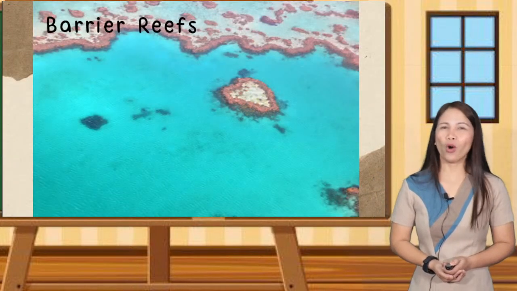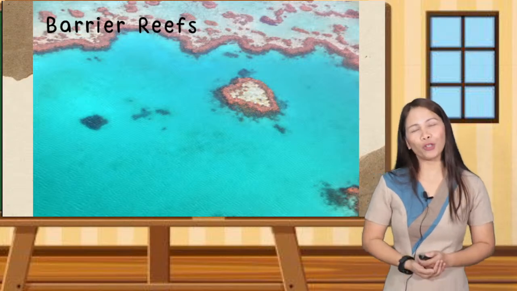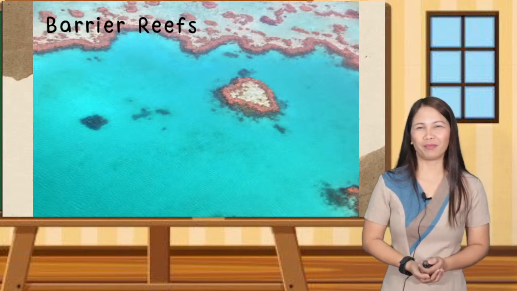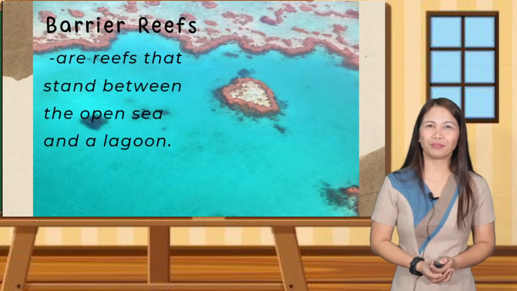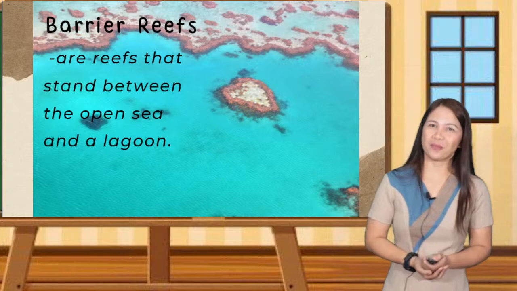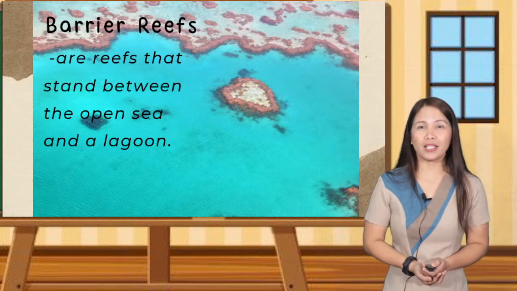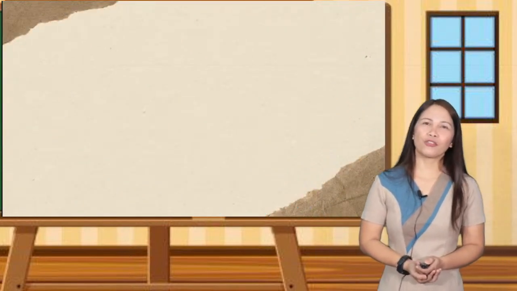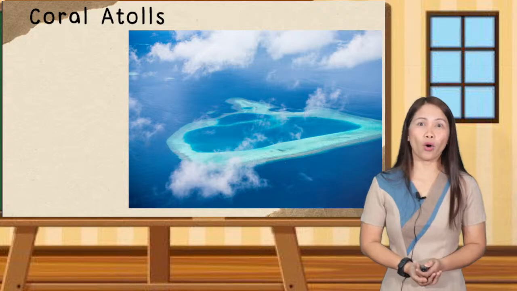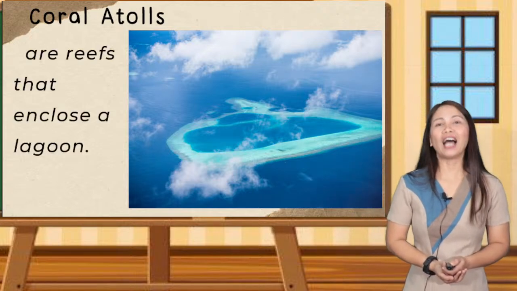The second one is the barrier reefs. We have here in the Philippines the Great Barrier. Are you familiar with it? Or not just in the Philippines? These are reefs that stand between the open sea and a lagoon. And the third one, which is the coral atolls. These are reefs that enclose a lagoon.